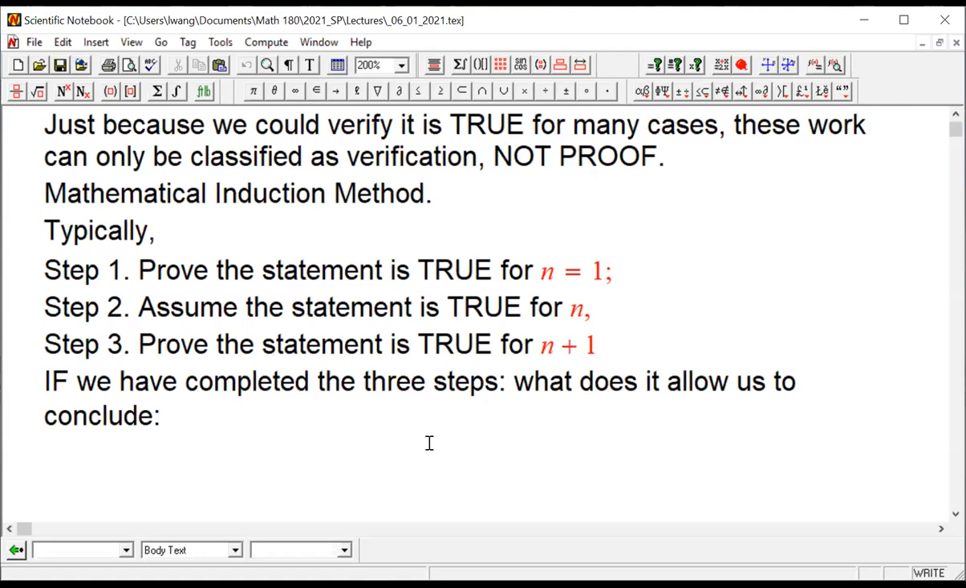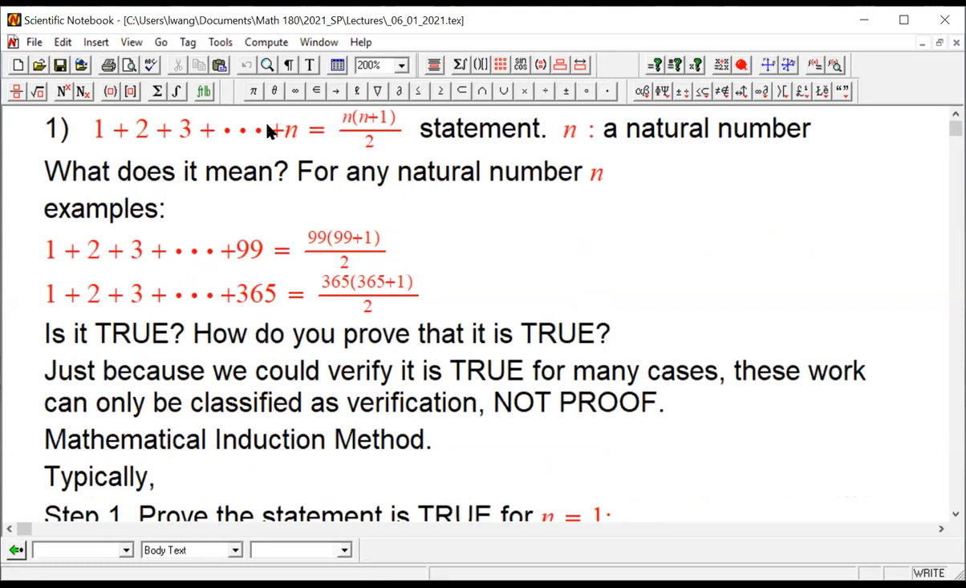That means if n equals 1 is true, then n equals 2 is true. If n equals 2 is true, then n equals 3 is true. If n equals 3 is true, then n equals 4 is true. You see, we get into a cycle. From the truth of one, we can derive it true forever, allowing the induction to go on forever without having to do infinitely many cases. Does that make sense to you?